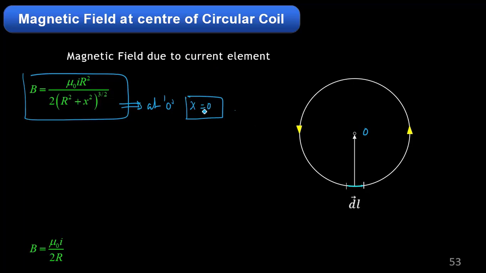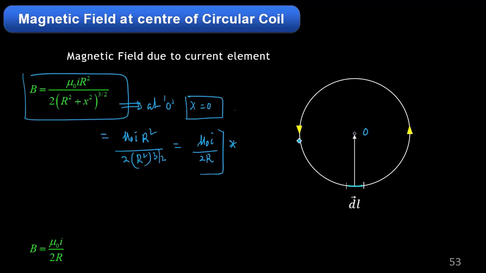If I put x equals 0, so ultimately what I am getting is mu naught I into capital R square in the numerator, divided by 2 times (R square) whole to the power 3 by 2. That is R cube. So mu naught I by 2R. That is your answer. Okay. So that is the answer for the entire coil at the center.